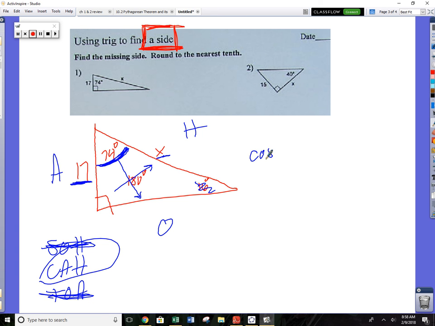Now, type in cosine. Alright, let's write down cosine. But you got to tell me where you're going from. This time you know how much the angle is. It is 74 degrees. And the cosine of 74 degrees, the ratio is going to be the A, which is 17, over the H, which is X.